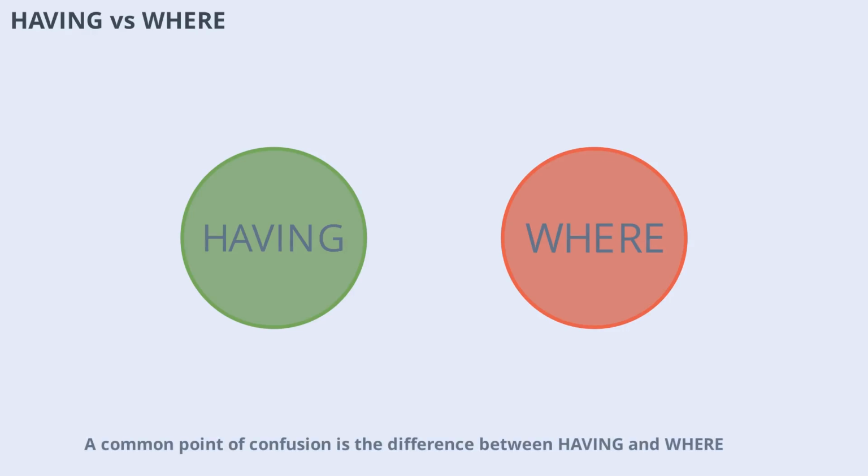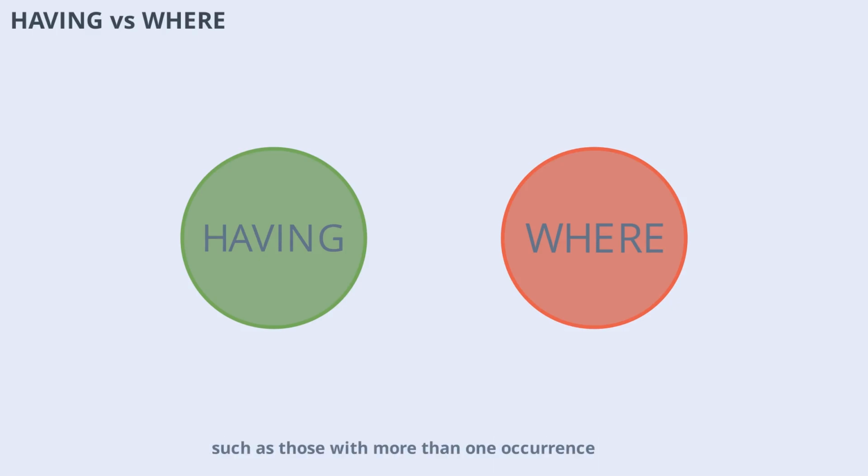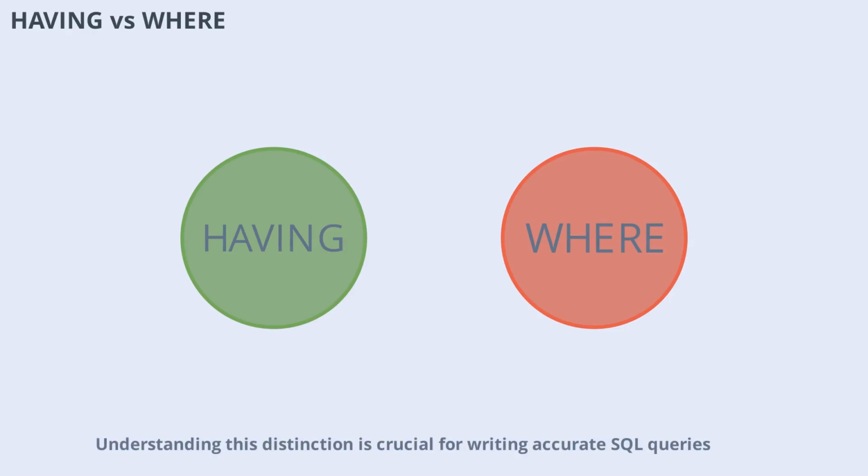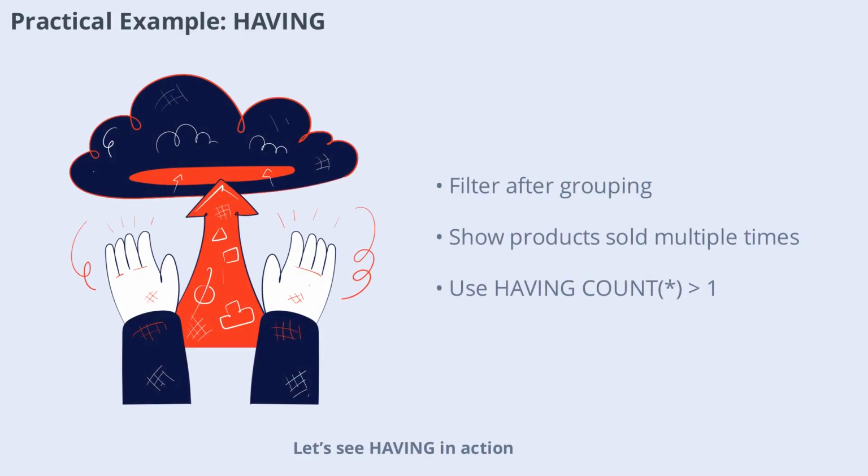A common point of confusion is the difference between HAVING and WHERE. WHERE filters rows before grouping, while HAVING filters groups after aggregation. For example, you use WHERE to filter individual records and HAVING to filter groups, such as those with more than one occurrence. Understanding this distinction is crucial for writing accurate SQL queries. Let's see HAVING in action.